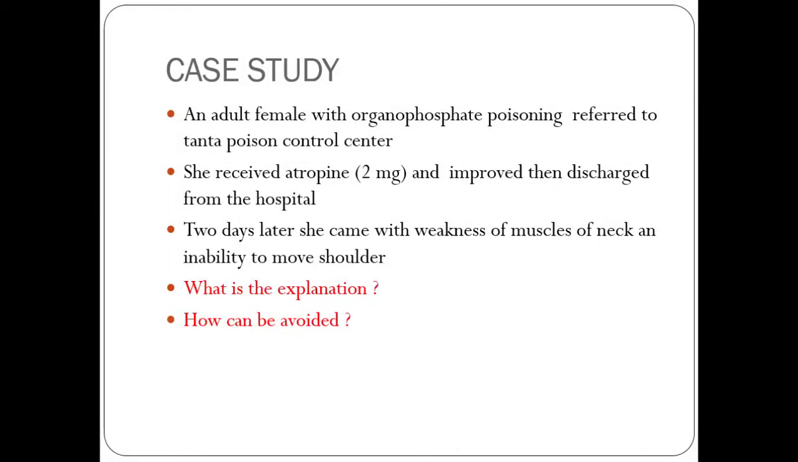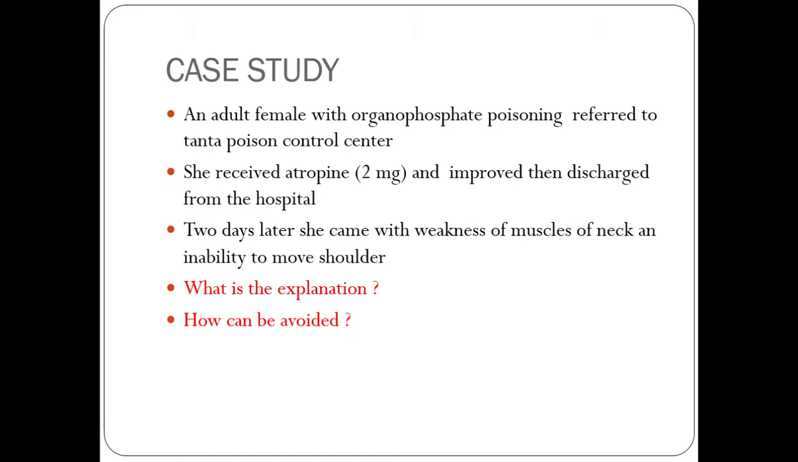An adult female with organophosphate poisoning came to Tanta Poison Control Center, received atropine and improved, and was discharged from the hospital. Two days later, she came with weakness of the muscles of the neck and inability to move her shoulder. What is the explanation and how can it be avoided?